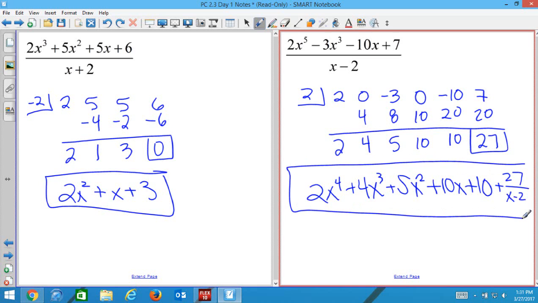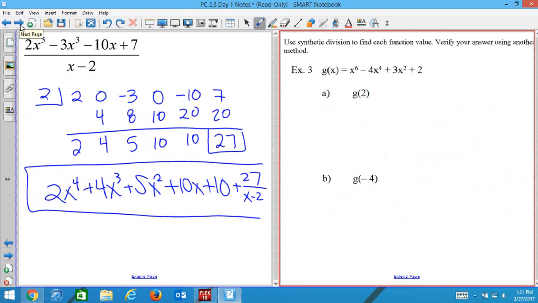Okay, last section is finding the value of a function at a given number. So find g of 2. How would you do that? You'd plug it in, but I'm going to show you a different way.